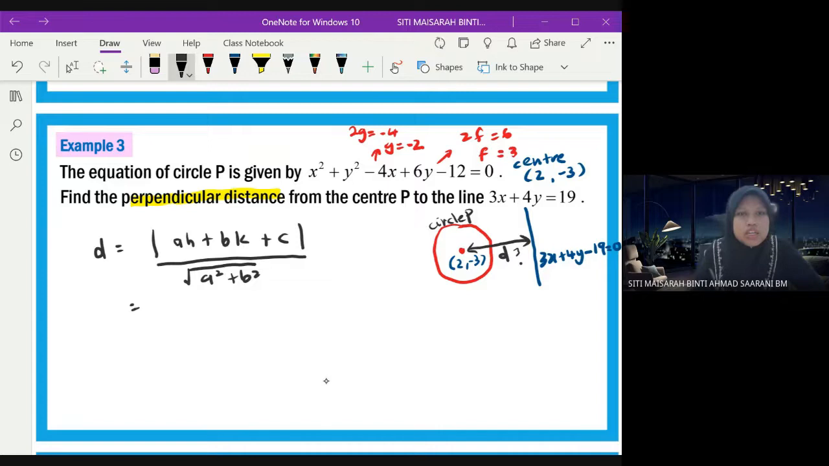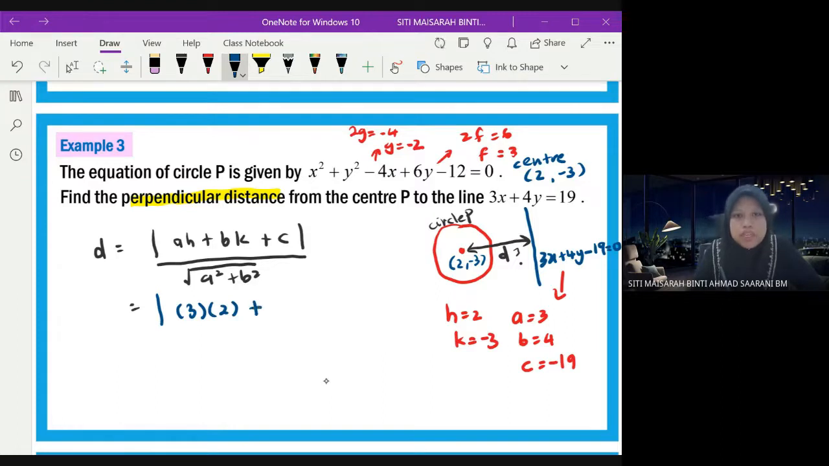So dalam kes ni A dia daripada straight line ni yang ni. So A dia adalah 3, B dia adalah 4, C dia adalah negatif 19. H adalah 2, K adalah negatif 3. So then modulus AH is 3 darab dengan 2 tambah B 4, K negatif 3 tolak 19 over square root 3 square tambah 4 square.